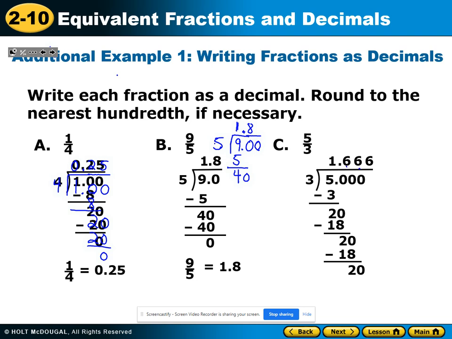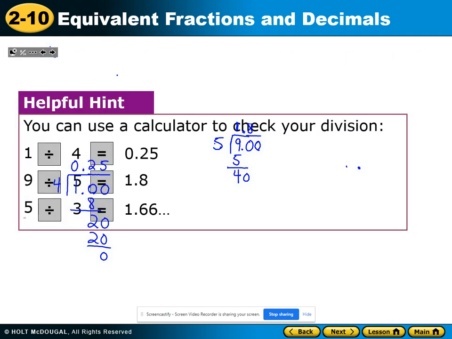Round to the nearest hundredth, tenths, hundredths. All right. So we round 1.67 to the hundredths. You can use a calculator to check your division. All right. 1 divided by 4 is 0.25. 9 divided by 5 is 1.8. And 5 divided by 3 is 1.66.